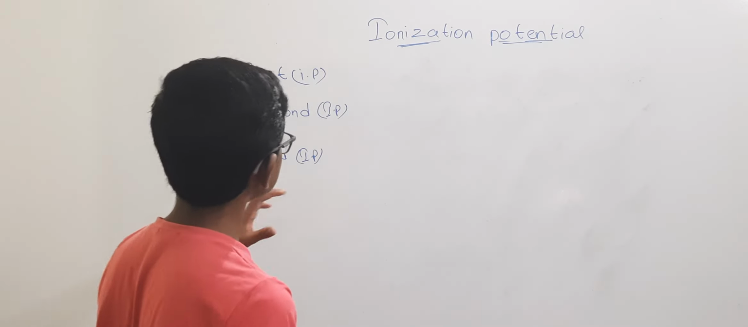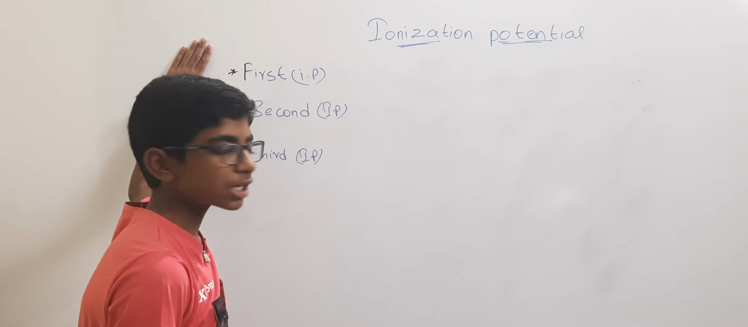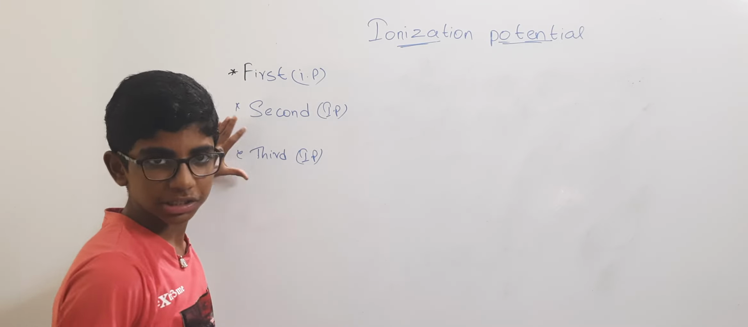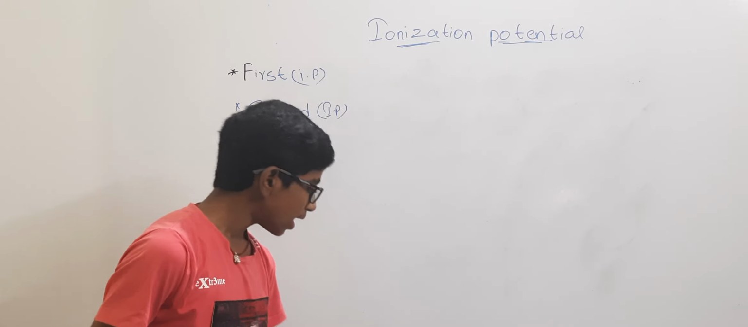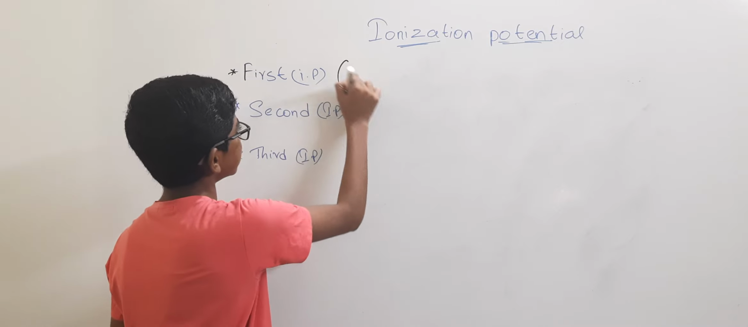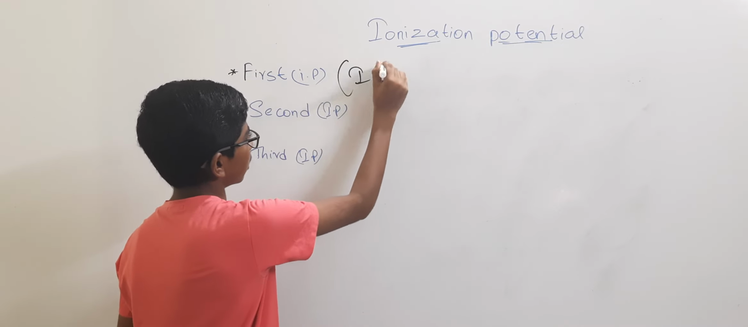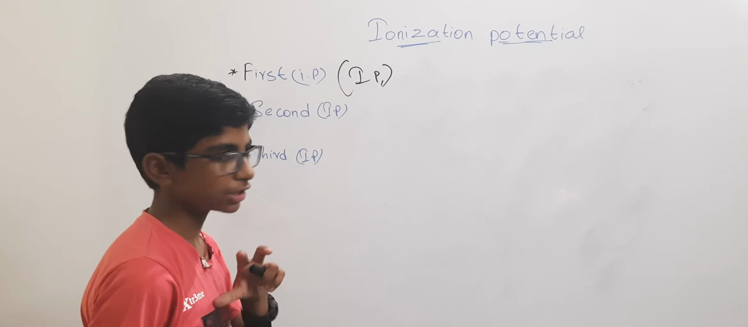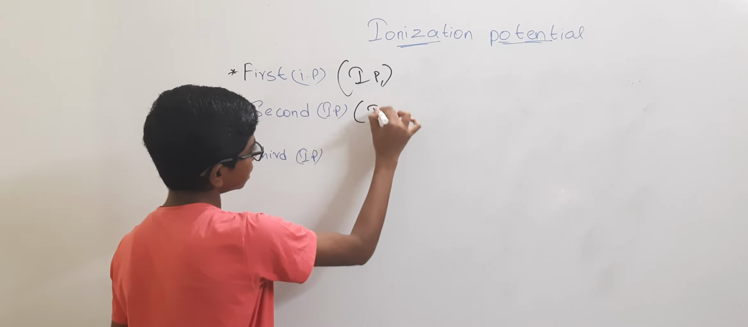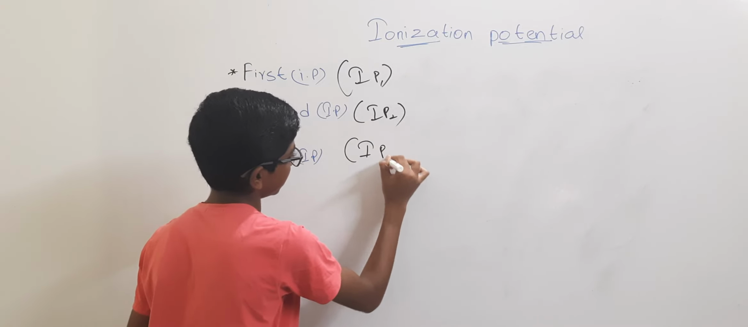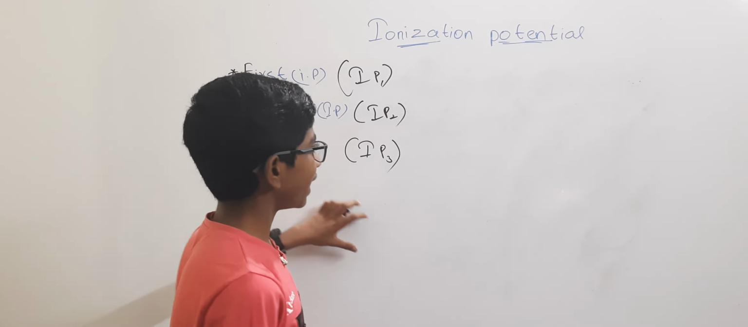Now we will discuss the first ionization potential energy, second ionization potential energy, and third ionization potential energy. We can write the first ionization energy as IP1. IP1 means ionization energy 1. Second ionization energy is IP2. Third ionization energy is IP3.